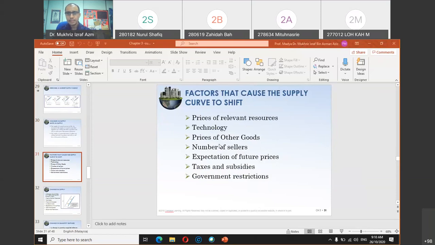For example, number of sellers. If the number of sellers increases, it means that the total supply will also increase. I think you can use the example of boba drinks. Nowadays we have many franchises selling boba drinks like Tealive.